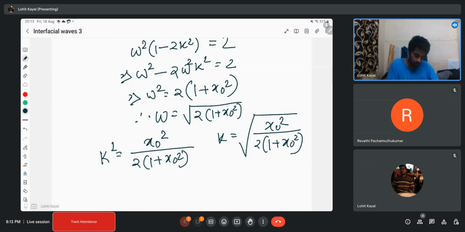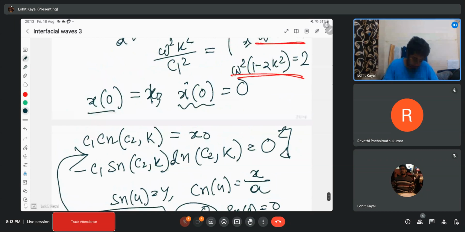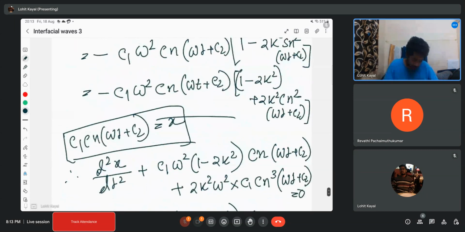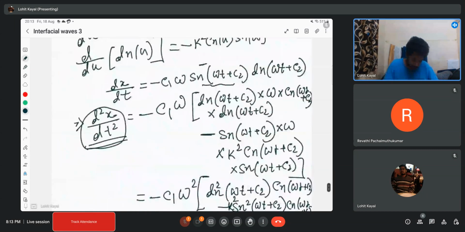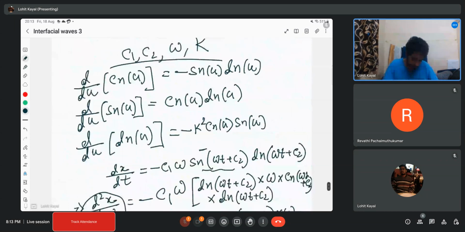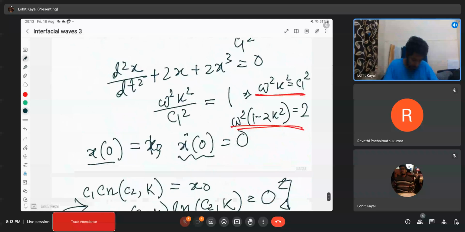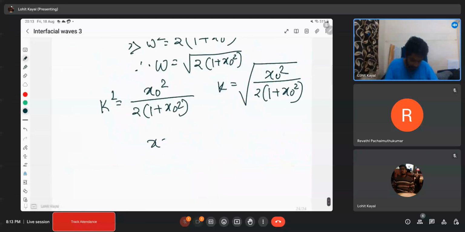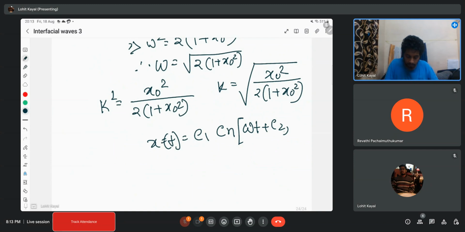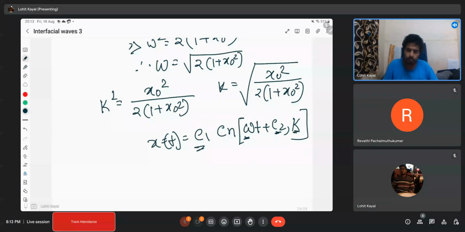So what are the solutions? There were initially four constants. What was the expression? Your expression was x of t equal to c1 cn(ωt + c2, k). c1 was a constant, ω is a constant, c2 is a constant, k is also a constant.